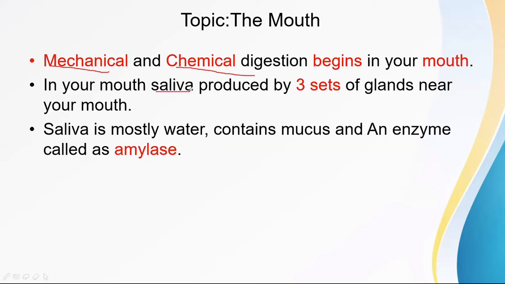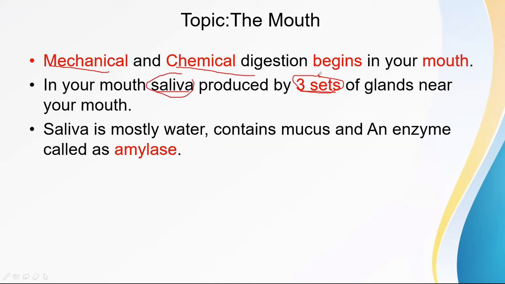In our mouth, chemical digestion begins by the addition of saliva. This saliva is a watery substance produced by three sets of glands near your mouth. In earlier classes, we discussed these three sets of glands. These three sets of salivary glands have different names. One set we call the parotid glands, the second set the submandibular glands, and the third set the sublingual glands.